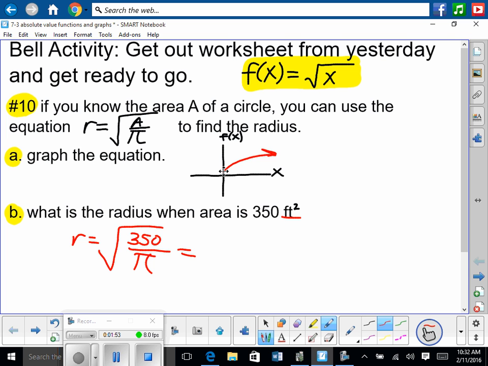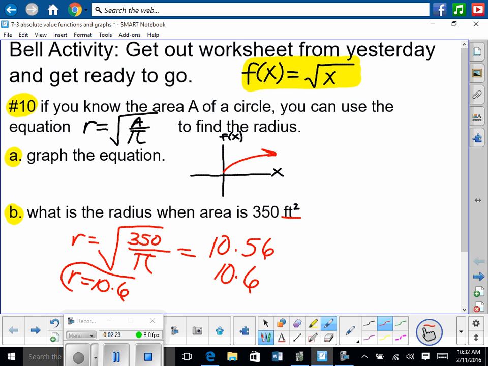Don't type in 3.14. Type in the pi key, so you're exact. So do the square root of 350, it's got to stay in parentheses, divided by pi, close your parentheses, because pi is underneath the radical. What do you get? 10.56, so we really have 10.6. So our radius, you guys, is 10.6.